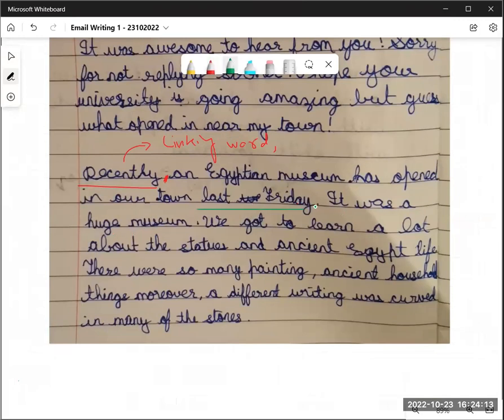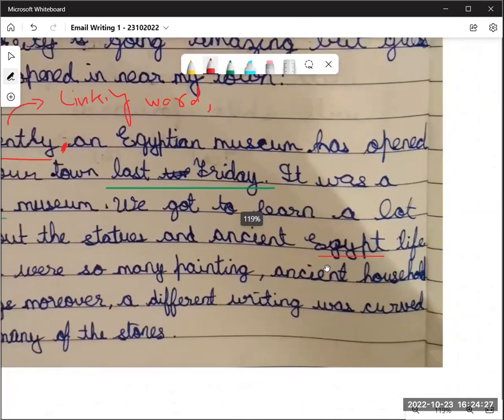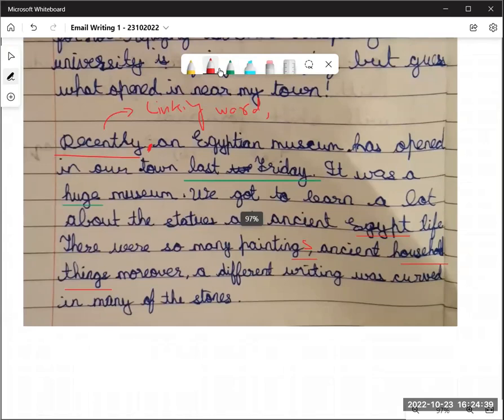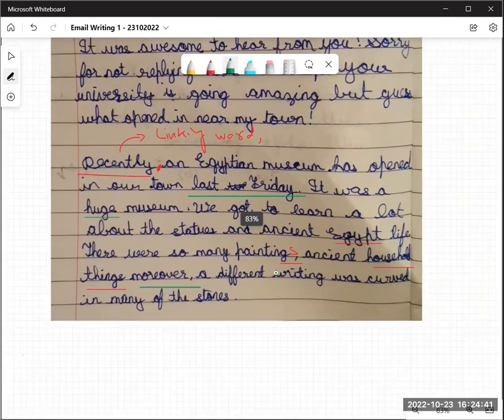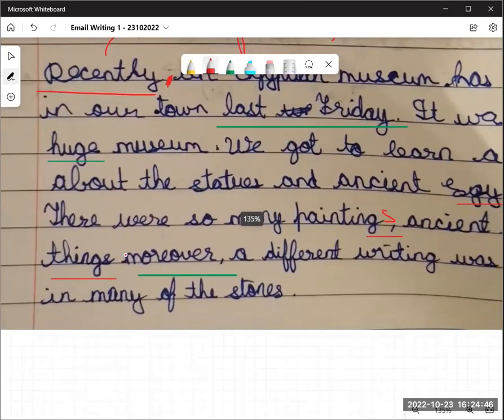That's also good. Last Friday. That's very good. It was a huge museum. That's perfect. Got to learn a lot about the statues and ancient Egypt. That's a problem. There were so many paintings. Okay. Paintings, ancient household things. Moreover, that's very good. A different writing was carved in many of these stones. All right.